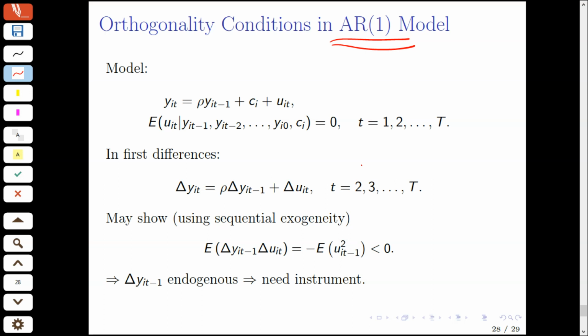Now, using sequential exogeneity of the outcomes, which now amounts to the past outcomes, since our only regressor is the lagged dependent variable, one may show that the covariance between the difference in lagged outcomes and the current difference in disturbances, or idiosyncratic errors, is given by the variance of the lagged idiosyncratic error up to a sign. Hence, it is non-zero, which means that the difference in lagged outcomes is an endogenous variable, and we need an instrument.